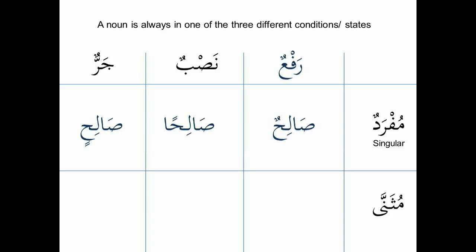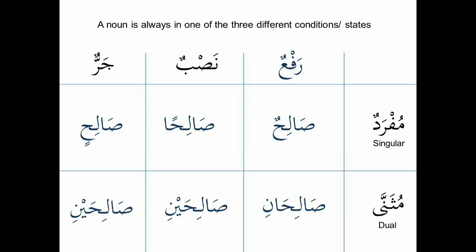Now I'm going to do dual, muthanna. What's the raf dual of salihun? Am I going to add ani or aini first? Ani. So it becomes what? Salihani. Salihaini. You with me? Let's say the whole table. Salihun, salihun, salihan, salihin.